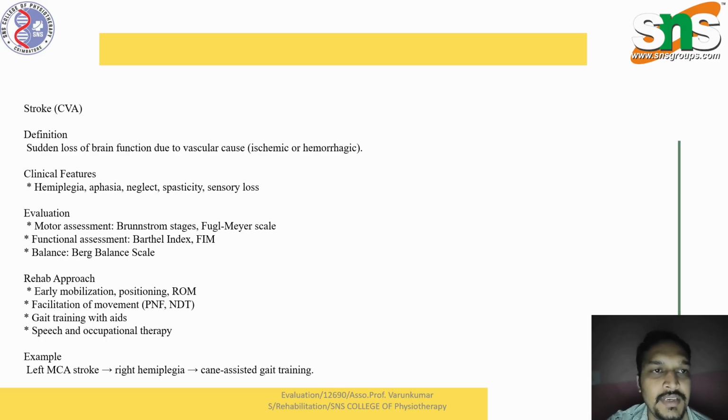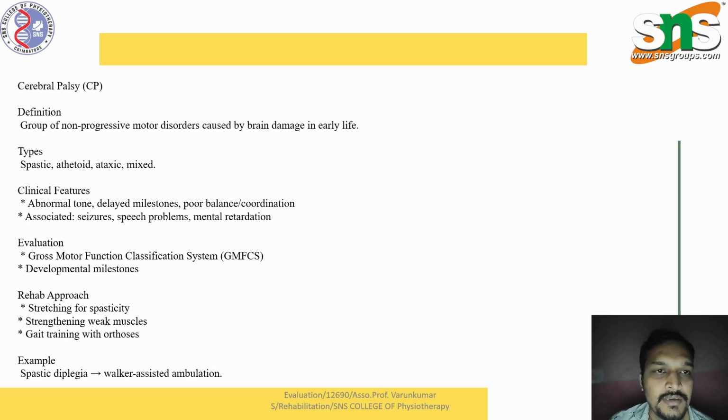Then for CVA, how can we evaluate the physical dysfunction? CVA is defined as the sudden loss of brain function due to vascular causes. The clinical features include hemiplegia, aphasia, neglect, spasticity, and sensory loss. Evaluation is through motor assessments, functional assessments, and balance skills. Rehab approaches focus majorly on early mobilization, positioning, range of motion exercises, facilitation of movement, gait training with aids, and speech and occupational therapy. For example, a left MCA stroke leads to right hemiplegia, and we can go with cane-assisted gait training.